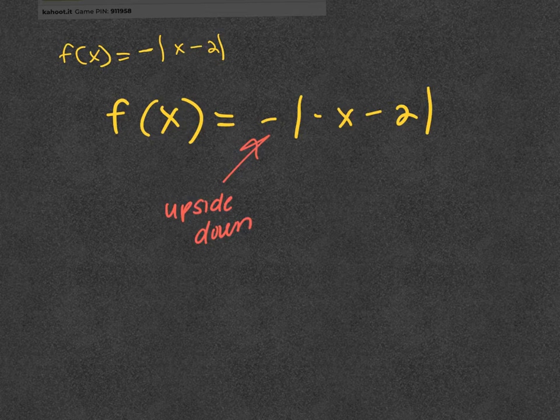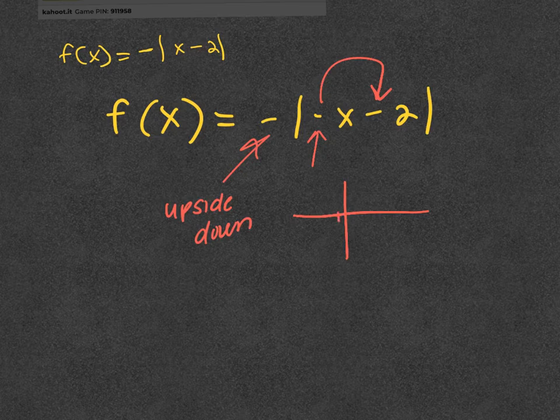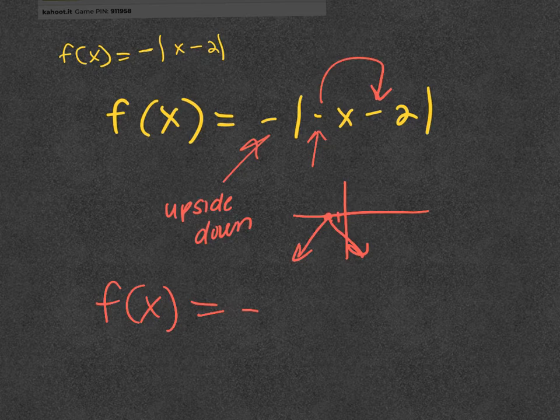Negative on the front is upside down. The negative here flips your graph over the y, right? So if it's a V and you're flipping direction, it actually doesn't matter. But what it does do is change the direction of your horizontal shift. So this would now be a shift to the left 2, and then it would be upside down. If it was, let's say it's square root.